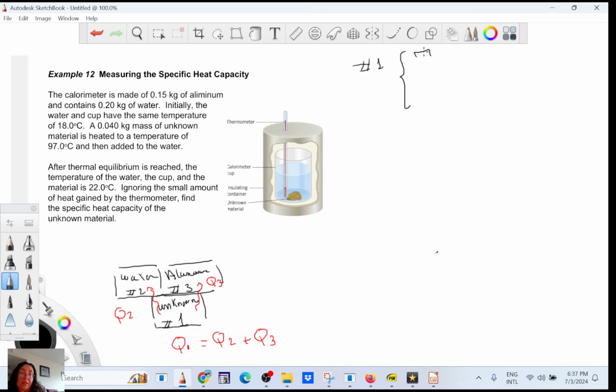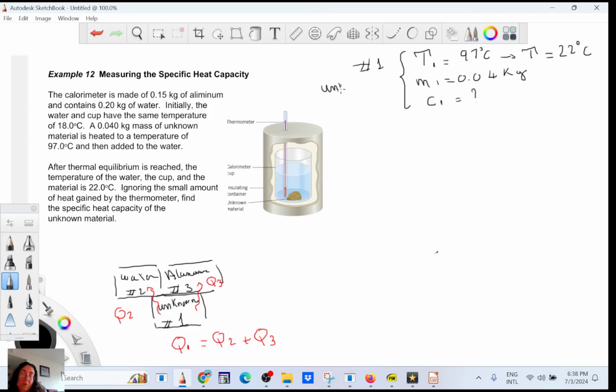Okay, so system number 1 is going to be the unknown, and we see that the initial temperature is 97 degrees Celsius. And the final temperature, when everything is at thermal equilibrium, aluminum, water, substance, they all have the same temperature of 22 degrees Celsius. And then what else do we know? Maybe we know the mass. Yes, 0.04 kilogram. And we don't know the specific heat. That's what we want.